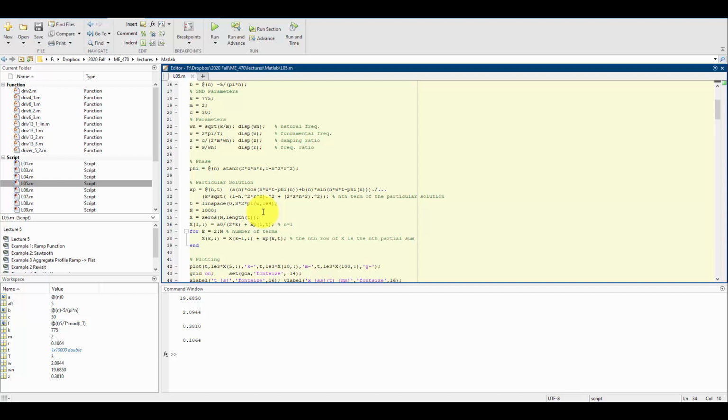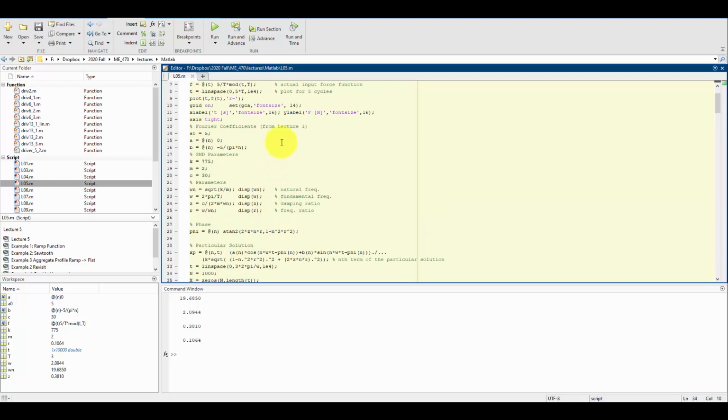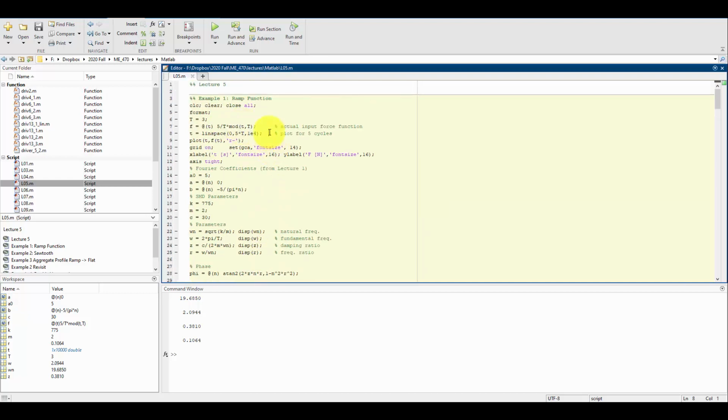One thing we could do is just see how many terms until the Fourier series of the force converge to the original, the actual solution, using that mod there. So we could see how many terms it takes and use that as a basis for how many terms to take for our solution to the ODE.